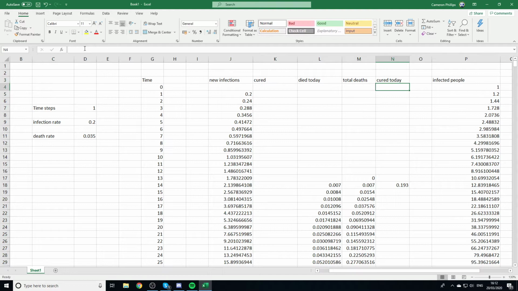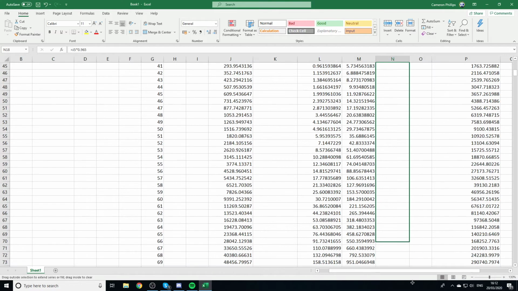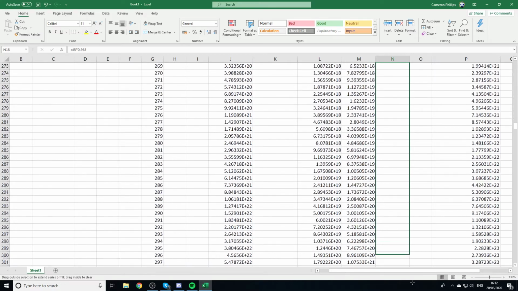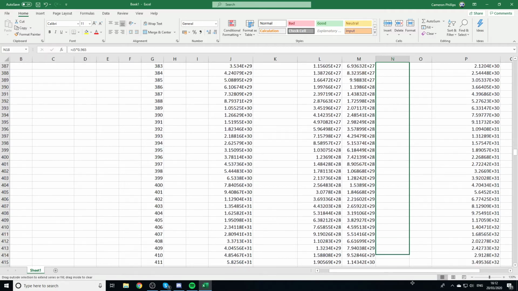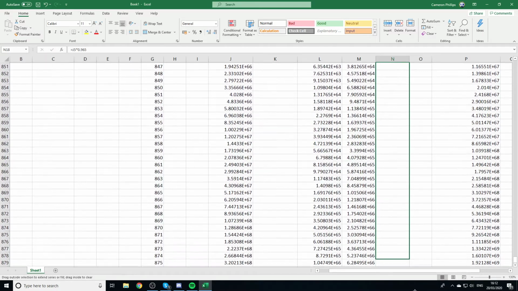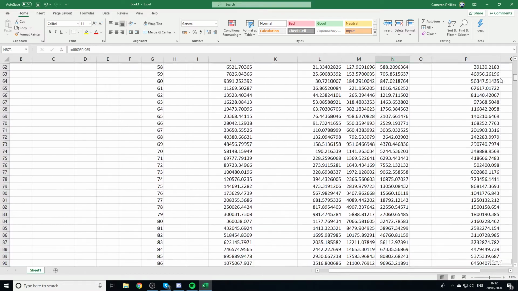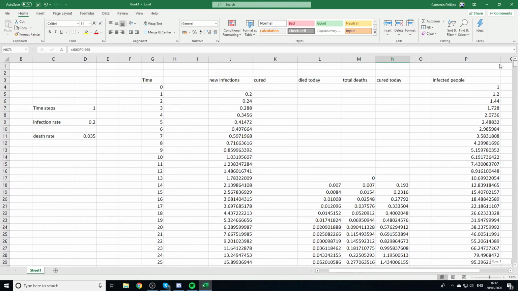And what that means is 14 days after they got the infection, that's the number of people who actually were cured of it. So let's paste that down. There we go. So we have some statistics there. We have new infection. We have infected people, and that's the total. What we're using, we're just adding that on. That's infected people.